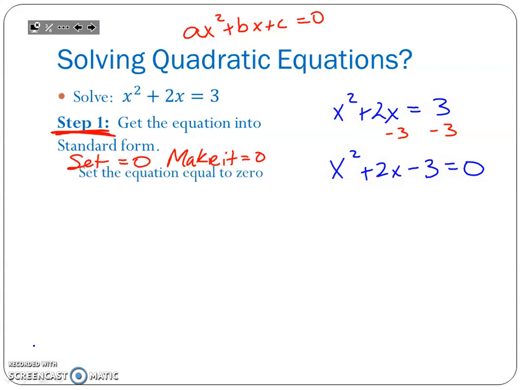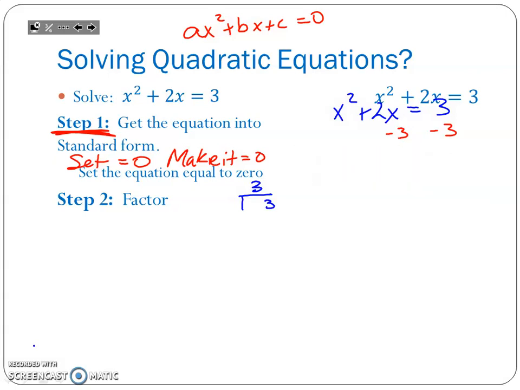Now that I have it set equal to 0, now I'm going to factor. So, I'm going to take my a times c. So, 1 times 3. 1 times 3 gives me 3. And I need factors of 3 that will subtract to give me my 2. Factors of 3 that will subtract to give me 2.